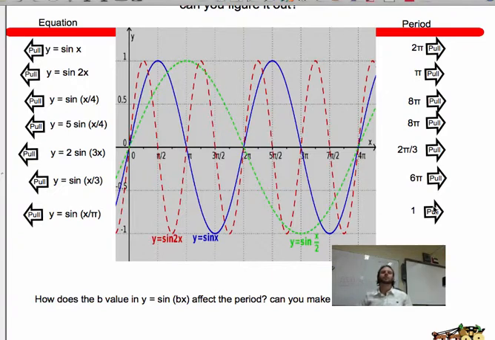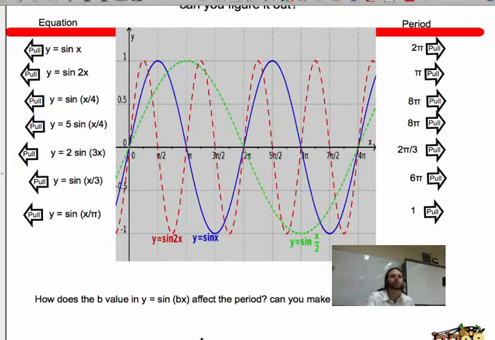And there we go. So I want you guys now to pause and see if you can figure out what my secret is about period. How does the b value in y is equal to sine bx affect the period? And can you make a formula to find period? Pause right now and see if you can figure it out by yourself. I gave you a list of equations here, and if you look across, there is the period. So how is it related to period?